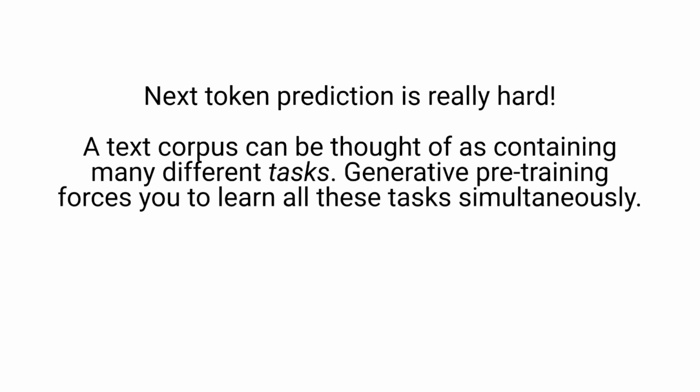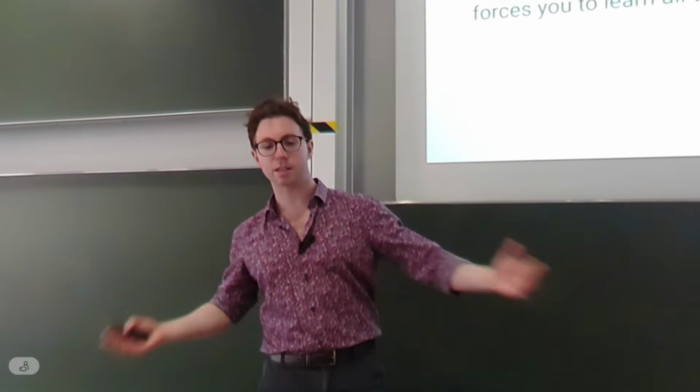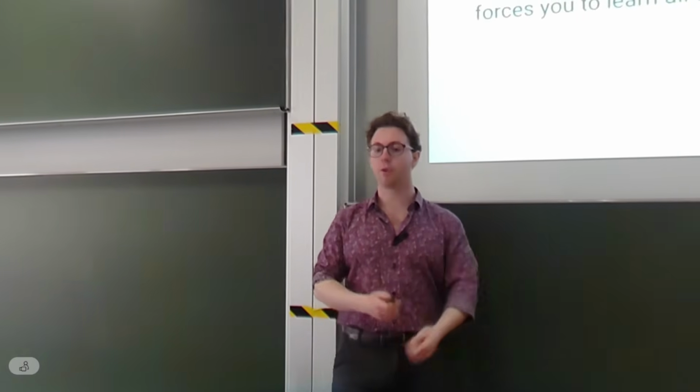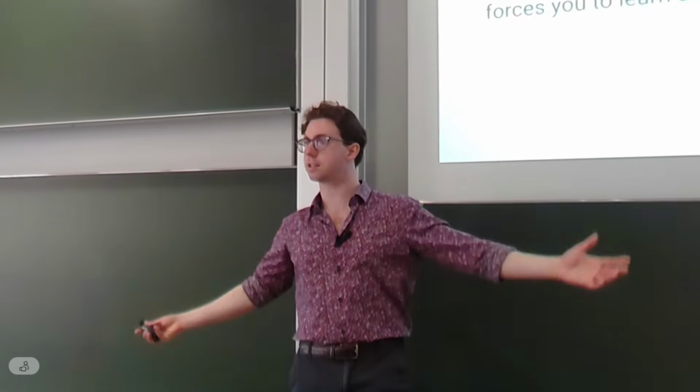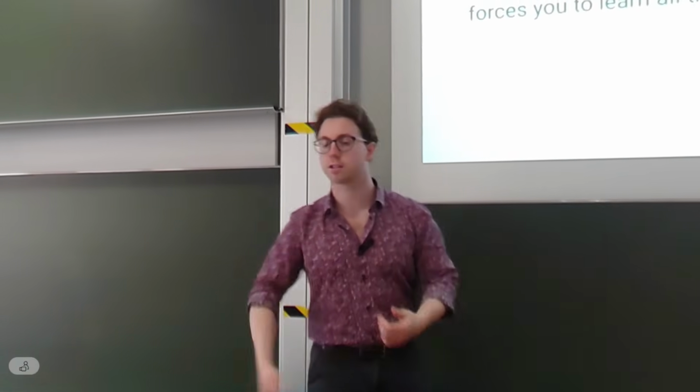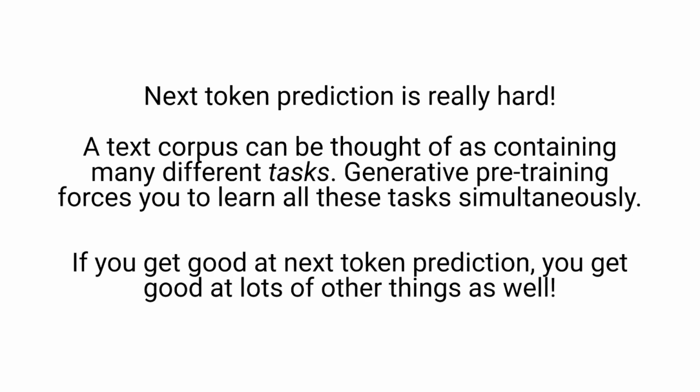A text corpus that we train these models on, that we do generative pre-training in, can be seen as just a massive curriculum of tasks. We have many, many tasks within that text corpus that require understanding many different aspects of the world, knowing many different facts, putting these facts together in novel ways. So the text corpus contains many of these different tasks, and generative pre-training forces you to learn all of these tasks simultaneously. It's just this big curriculum of all of these things that you can ask the model to learn, and then you train it to get better and better at all these tasks. And if you get good at next token prediction, you get good at a lot of other things.